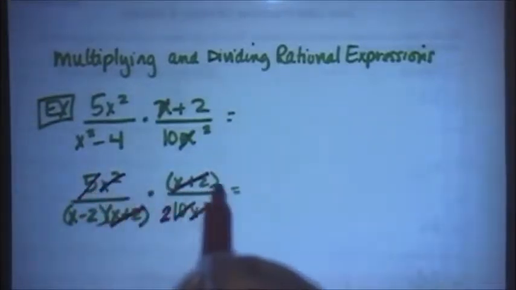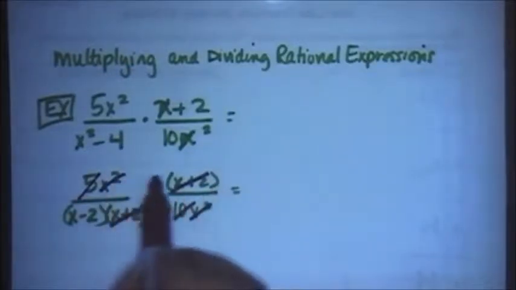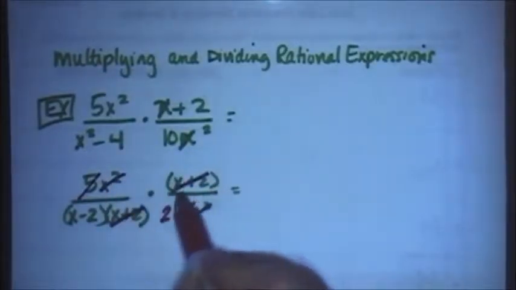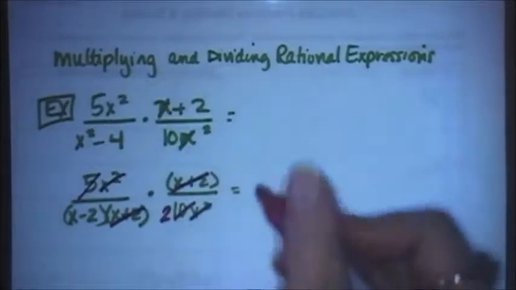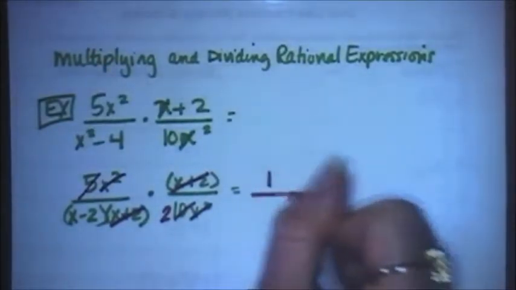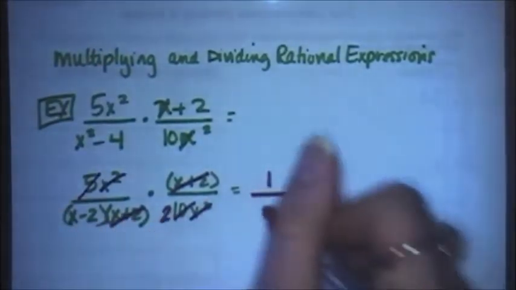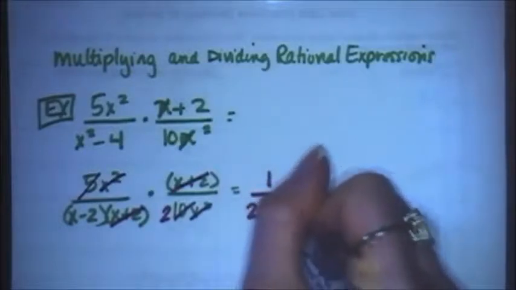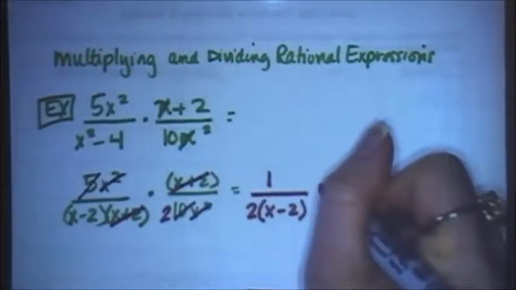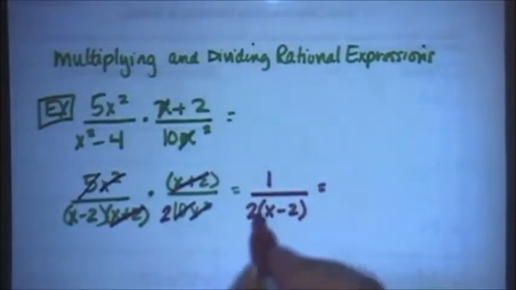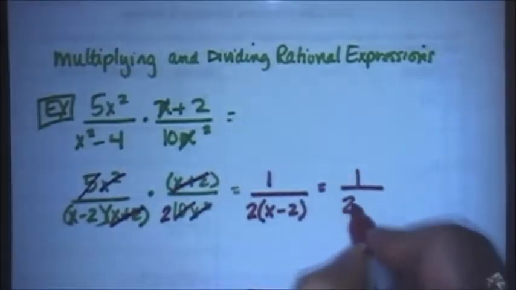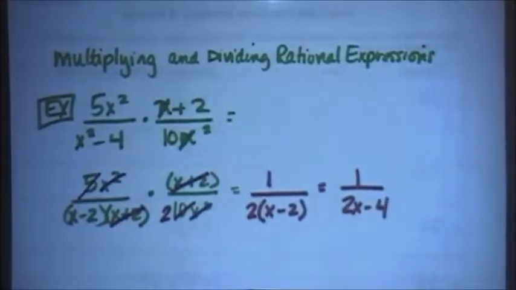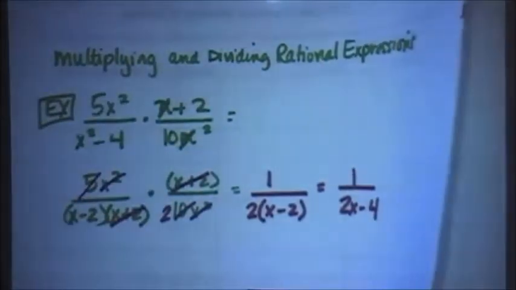Now I can multiply. I'm going to multiply across the top. It looks like there's nothing here, but remember, these actually became 1. So I have a 1 on top. And I just multiply across the bottom, which gives me 2 times x minus 2. You can leave your answer like that, or you can distribute and get 2x minus 4. So that's how you would multiply a rational expression. Let's try another one, one that might factor a little bit differently.